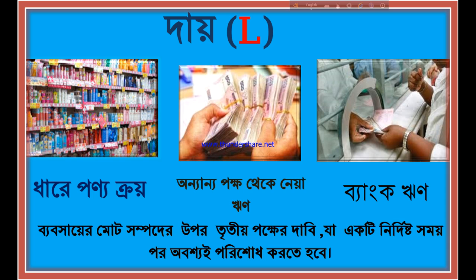That means liability means a third party has a claim on the assets of the business, and the business has to pay at the end of maturity. So it is the third party's claim. Liabilities mean a third party's claim on corporation assets, and the business must pay at the end of maturity.